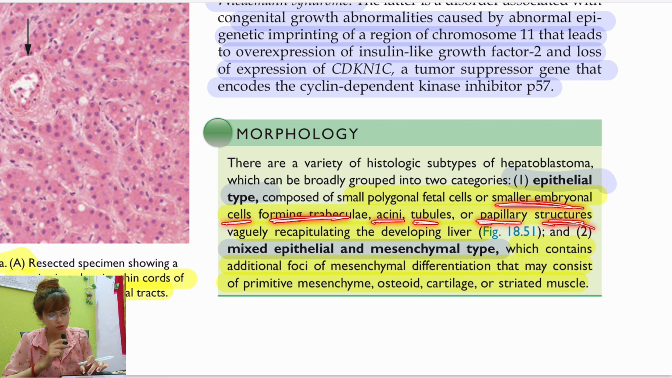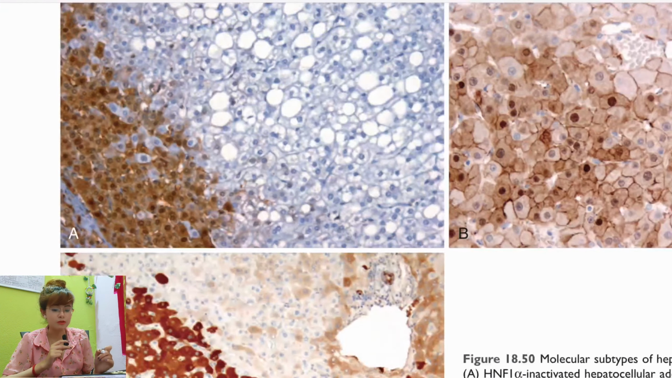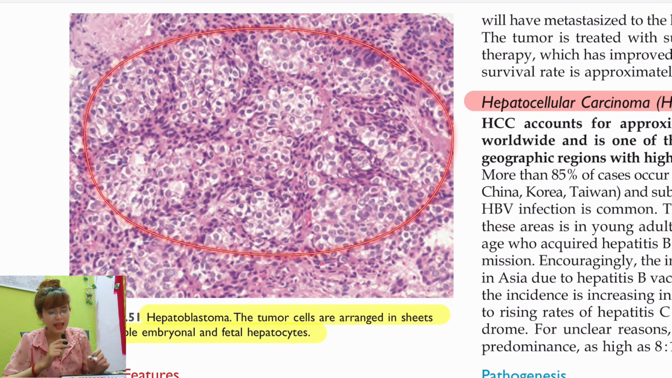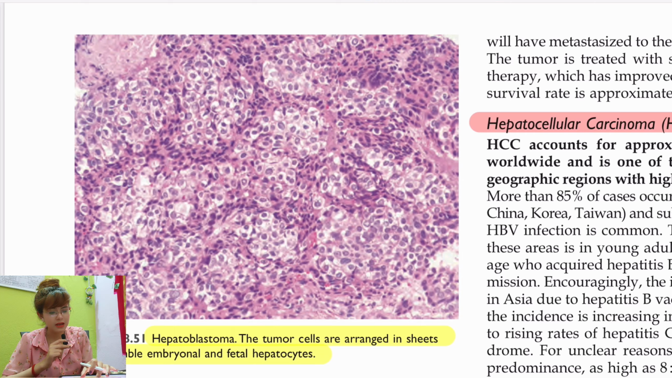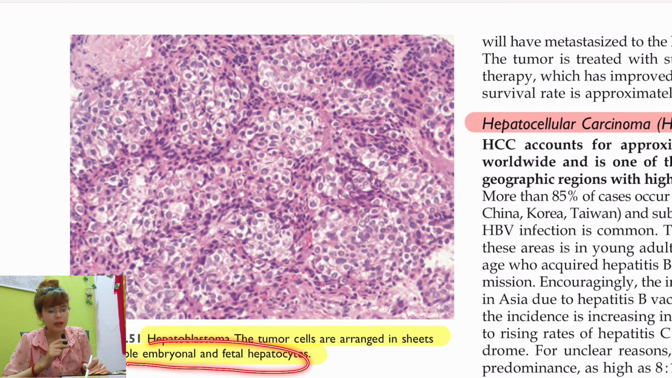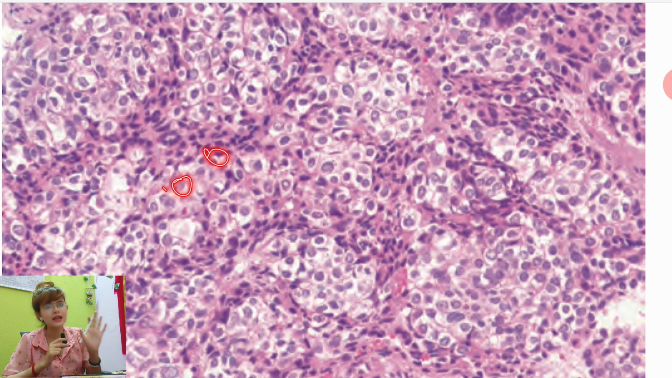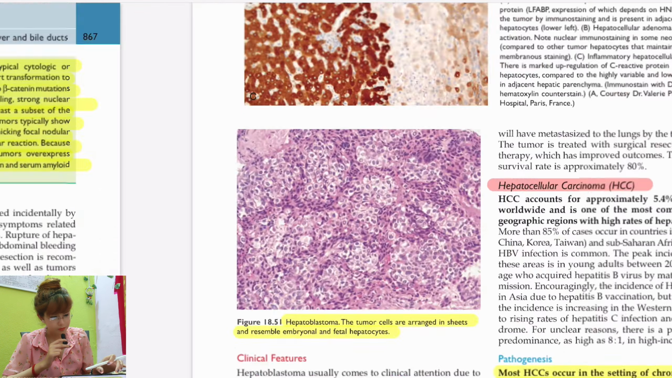If I show you this image of hepatoblastoma, you can see that these tumor cells are arranged in sheets, and they resemble the embryonal or fetal hepatocytes. These are not the normal mature adult hepatocytes. They resemble the embryonal hepatocytes, and therefore the tumor is hepatoblastoma.